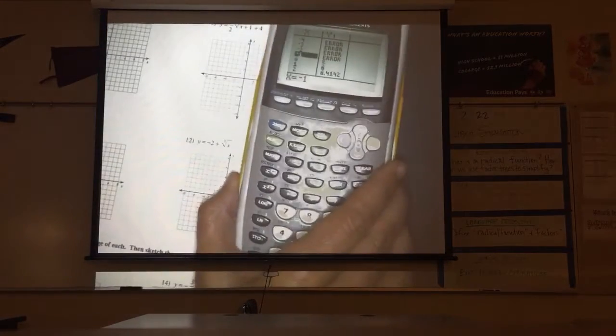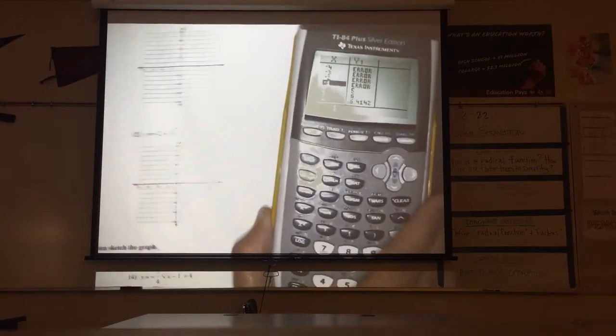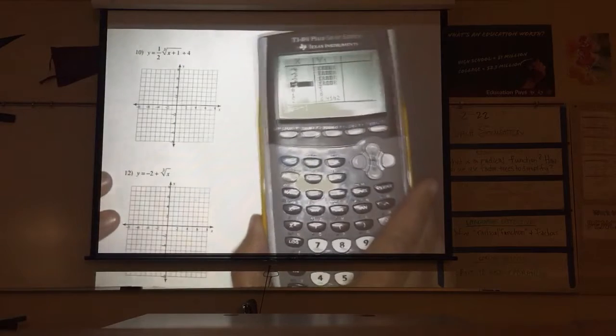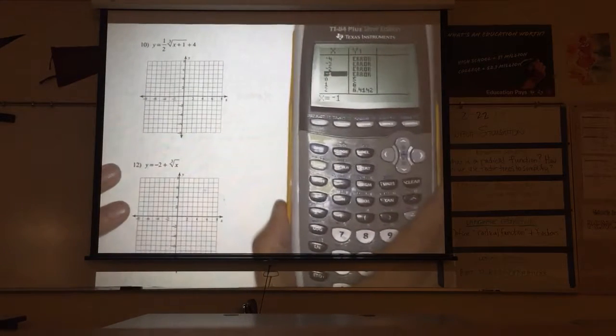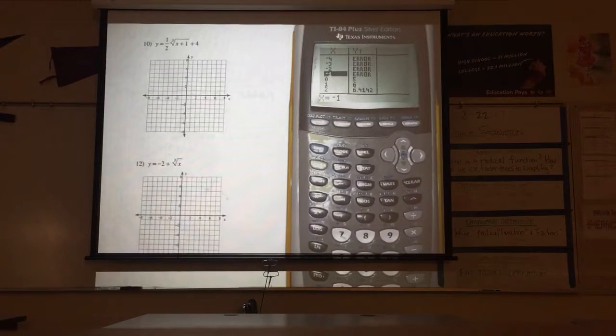So I'm going to come back here and I'm going to do number 10. So we'll do number 10. Apologize for that. All right. So let's look at number 10. Number 10 is a cube root function. So we're not going to have a vertex per se. We're going to have a point of inflection.